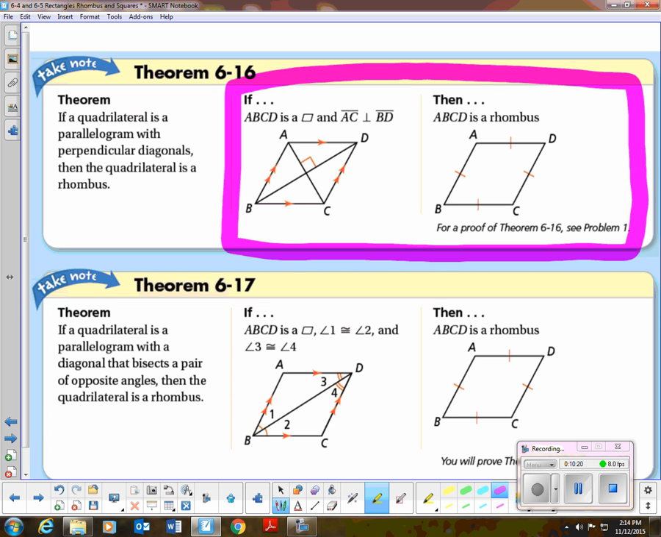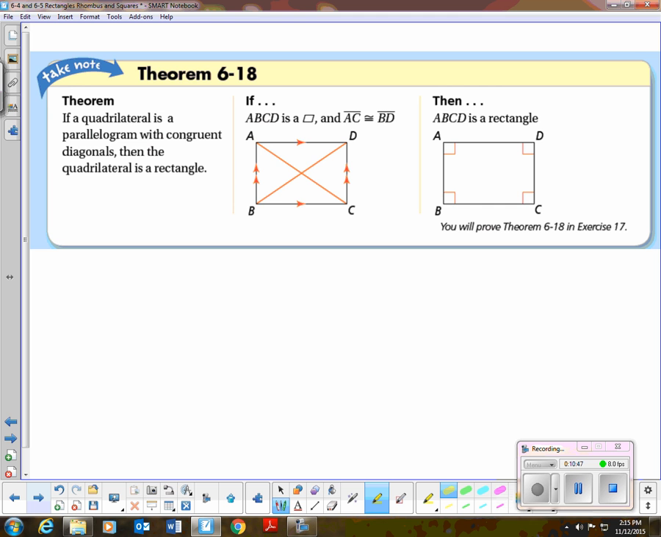So if you got a parallelogram with perpendicular diagonals, it has to be a rhombus. So even if I don't know the side lengths, I know it will be a rhombus. At the same time, if I know a diagonal bisects a pair of opposite angles, then I know that this is going to be a rhombus also. Even if I don't know anything about the lengths of the sides, if I know one pair of angles is bisected, then I know it's going to be a rhombus. Okay. I also have to know that it was a parallelogram, though. All right, so the next one.